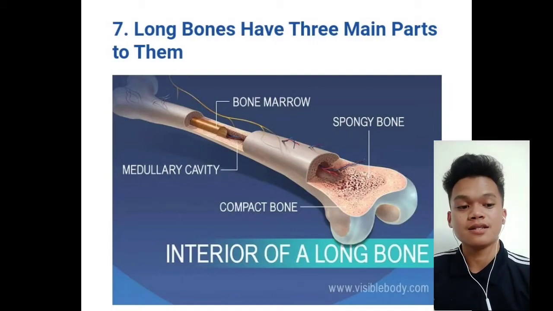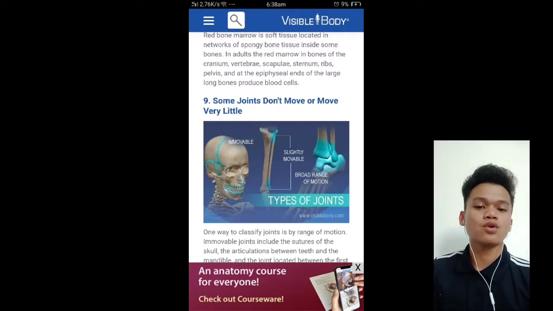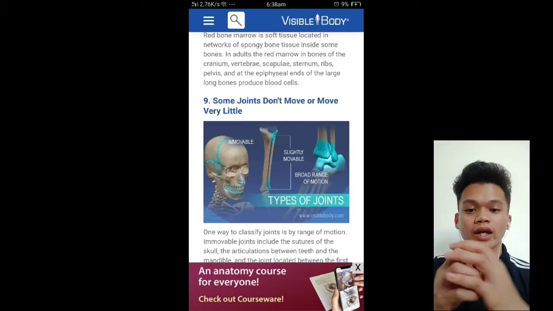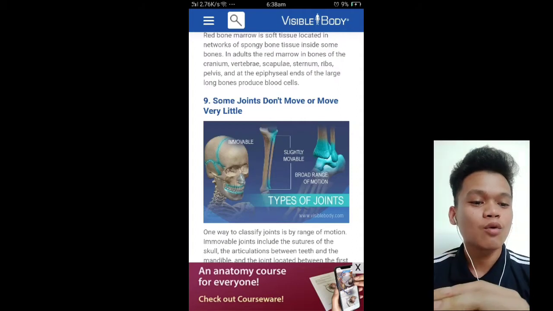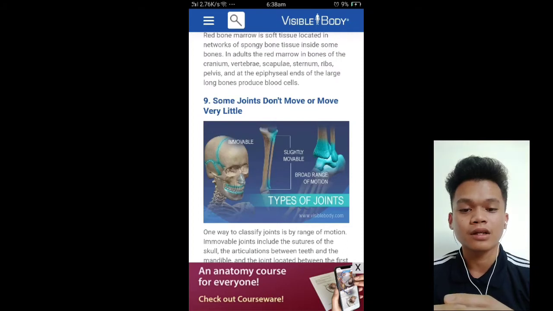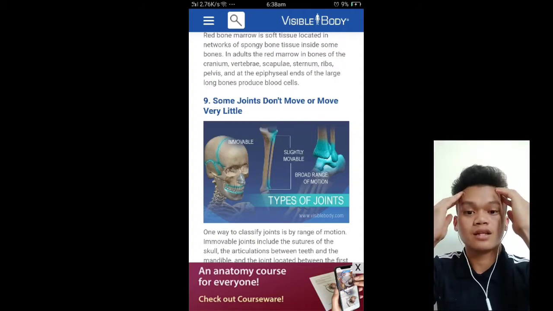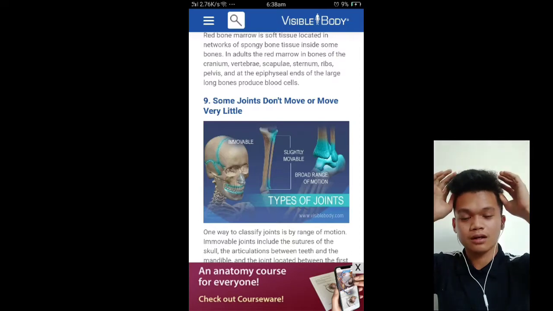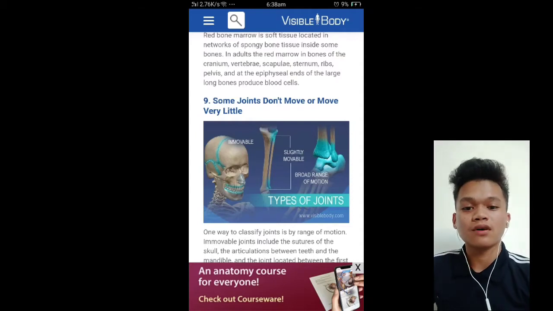Next, some joints don't move or move very little. Some joints in our bones connect but do not move, while others move but only slightly. An example of an immovable joint is our skull. Our skull is not one whole piece; the bones are connected with tissue, so the bones of our skull will not move.